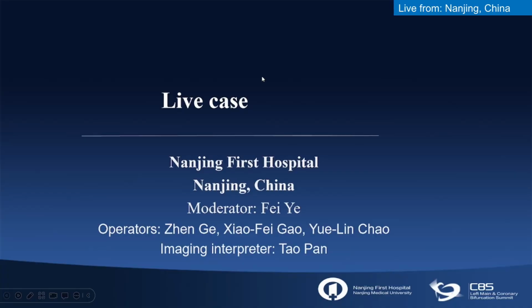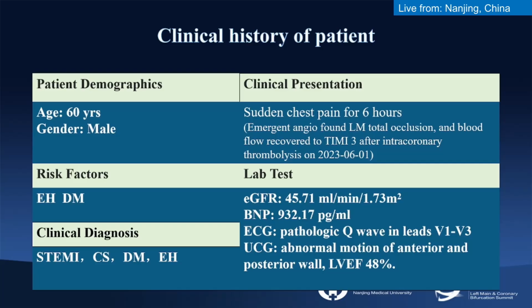Okay. Hello, everyone. It's my honor to introduce this case. Next. This is a 60-year-old gentleman. Six days ago, this patient was admitted to a local hospital, presenting with sudden chest pain for 6 months. Emergency angiography at the local hospital found a distal left main total occlusion, but unfortunately the wire could not cross the totally occluded lesion. After intracoronary thrombolysis, fortunately the blood flow recovered to TIMI 3. Then this patient was referred to our hospital.